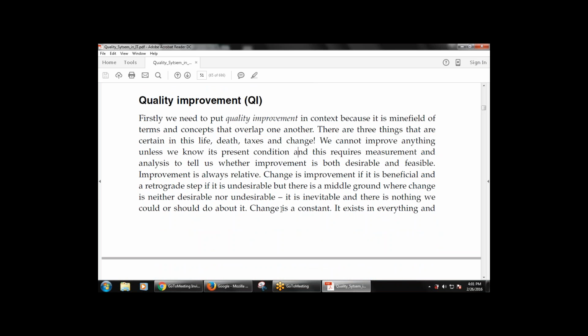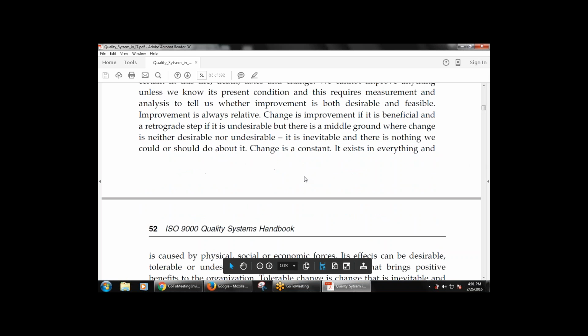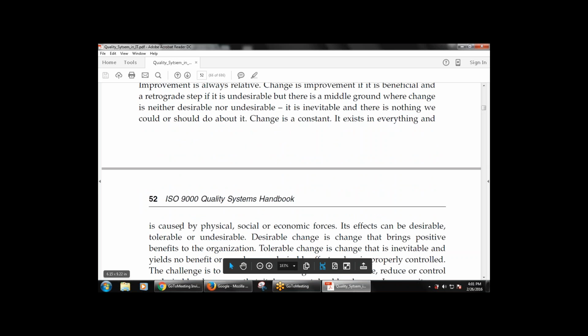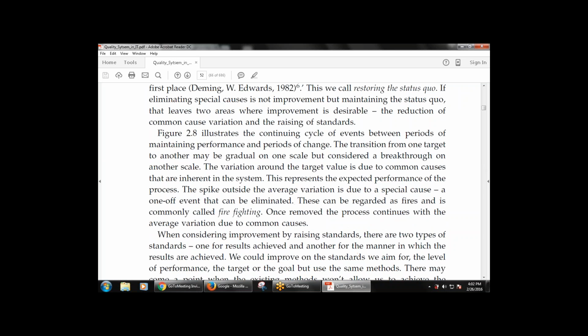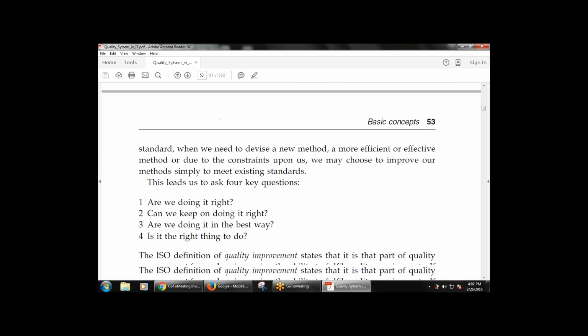Change is improvement if it is beneficial, and undesirable if not; there is a middle ground where the change is neither desirable nor undesirable. Change is a constant that exists in everything and is caused by physical, social, or economic forces. Its effects can be desirable, tolerable, or undesirable. These are the concepts by which designs can be improved, and this diagram shows continual improvement.